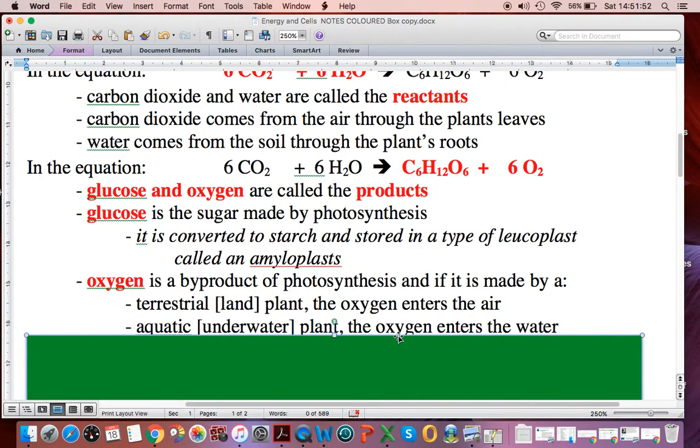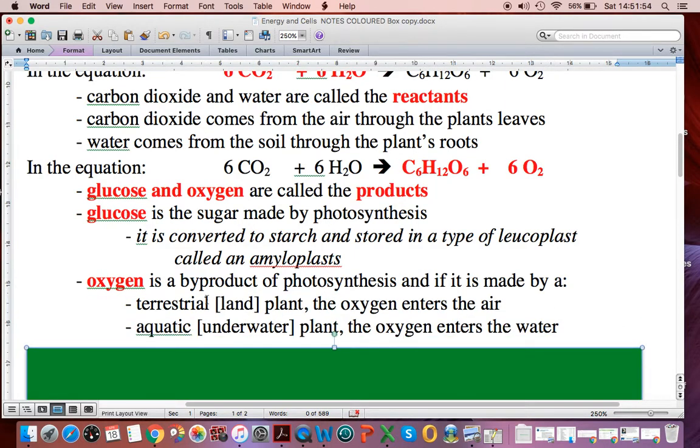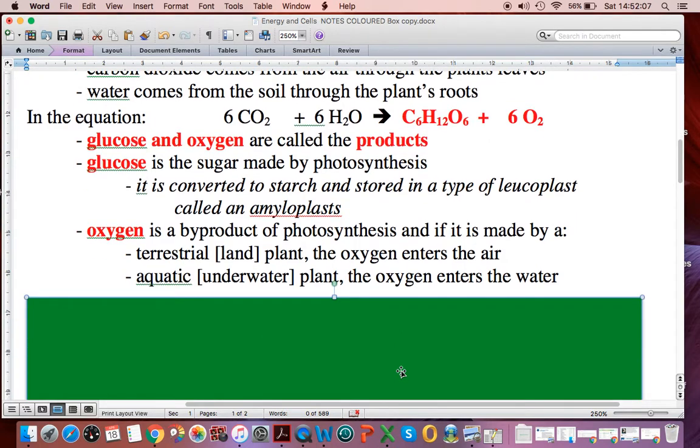So there's the oxygen that's the byproduct. So if you have a land plant, terrestrial plant, that oxygen directly enters the air. And we have lots of underwater plants, aquatic plants, and the oxygen enters the water. And of course that's very important for any animals living in the water, whether it's a lake or the ocean.